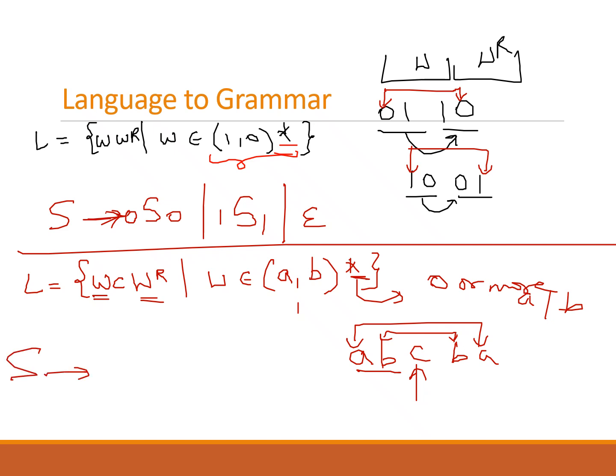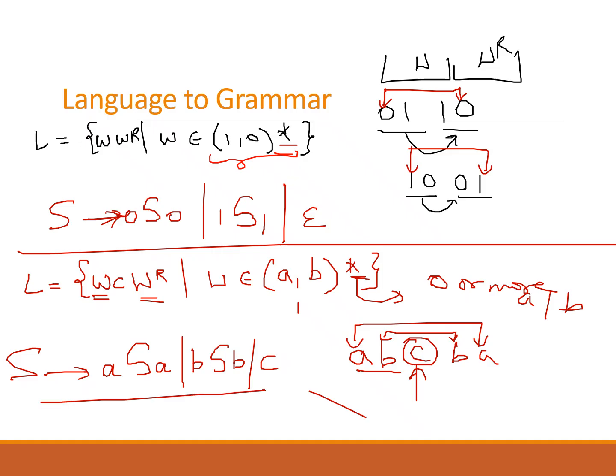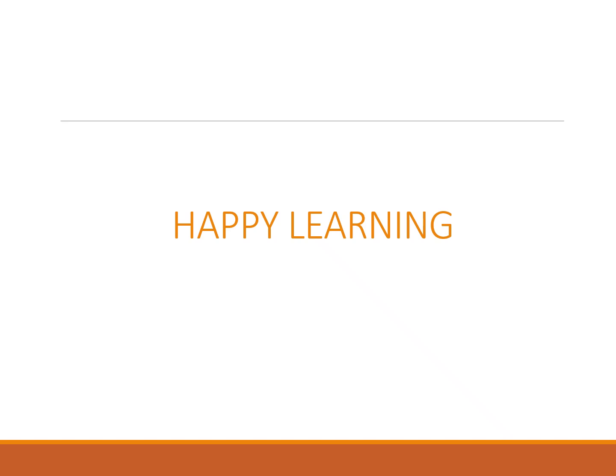So the production rule that will be generated is A. If starting with A, it should end with A. If starting with B, it should end with B. And then to terminate this at the center, we can only allow C and only one time. So this is the production rule that will be generated for this language. So this is all about getting grammar from the language.